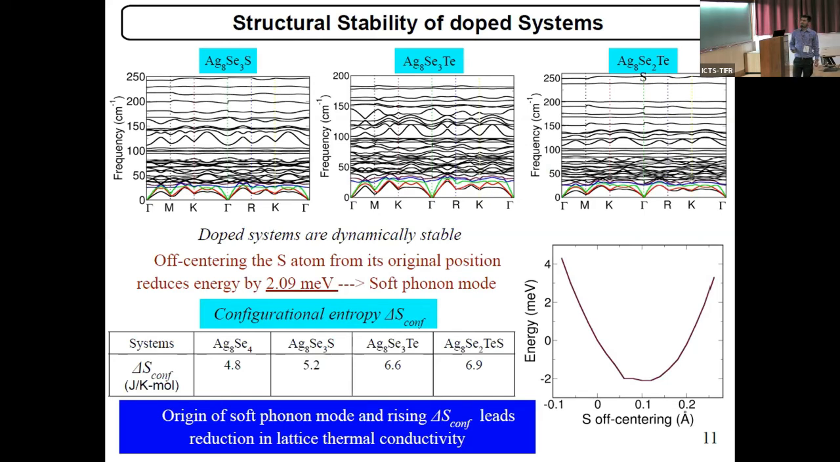Now here I have shown the phonon dispersion curve for Ag2Se and for the sulfur doped, tellurium doped, and co-doped cases. Once you optimize the crystal structure, you observe that there is off-centering of the sulfur atom from its original position, and it reduces the energy by 2.03 millielectron volt. So this gives rise to the soft phonon mode in the system. In fact, through the sulfur doping and tellurium doping, we are also increasing the configuration entropy. So the origin of soft phonon mode and the higher configuration entropy leads to the reduction in the lattice thermal conductivity.